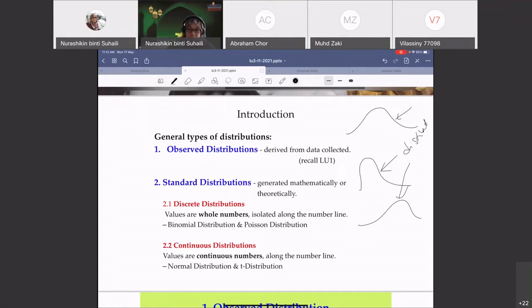We have all the non-parametric tests, right? So those values are standardized. When we refer to a certain type of table, the values are there and you cannot change them, they're standardized. But when we say observed distribution, it's a distribution based on whatever the data are. Okay, right. So I hope you can differentiate.